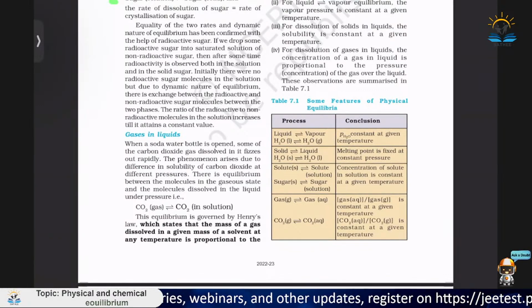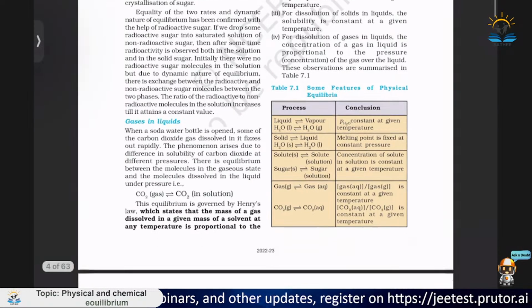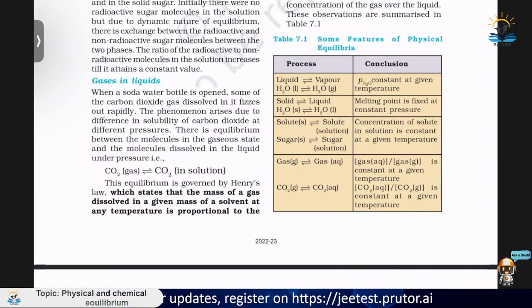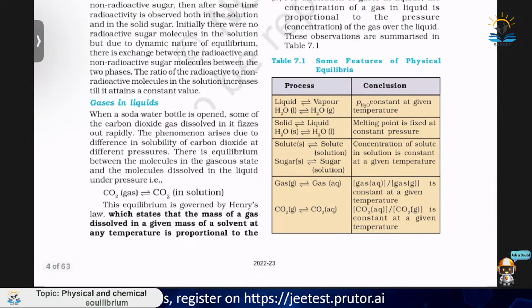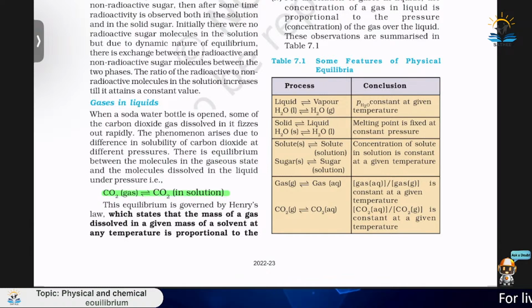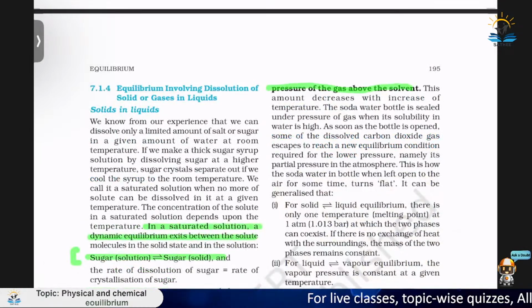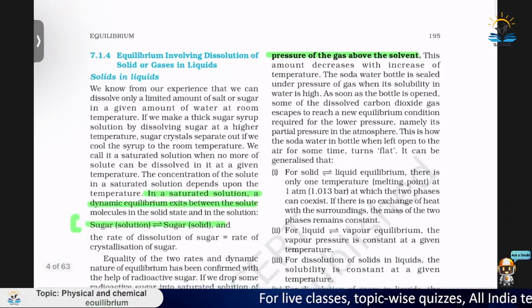Next, we have gases and liquids. The best example, as I told you earlier also, is a soda bottle or cold drink. When you open it, some CO2 dissolved in it fizzes out rapidly. Why? Because the solubility of CO2 is different at different pressures. So at a defined pressure, this equilibrium is set up in the solution: CO2 gas and CO2 in solution. And this is governed by Henry's law, which states that the mass of a gas dissolved in a mass of a solvent at any temperature is proportional to the partial pressure of the gas above the solvent. That was Henry's law we discussed yesterday.